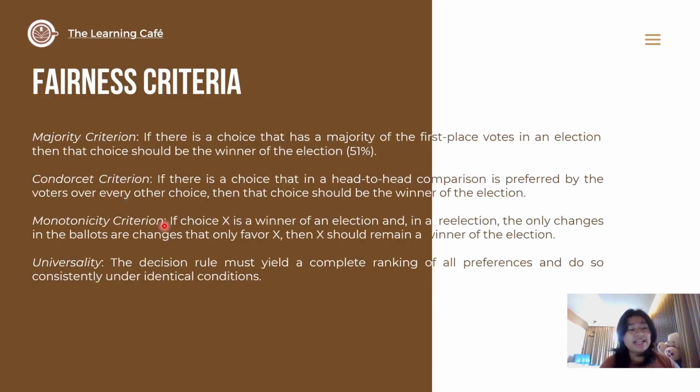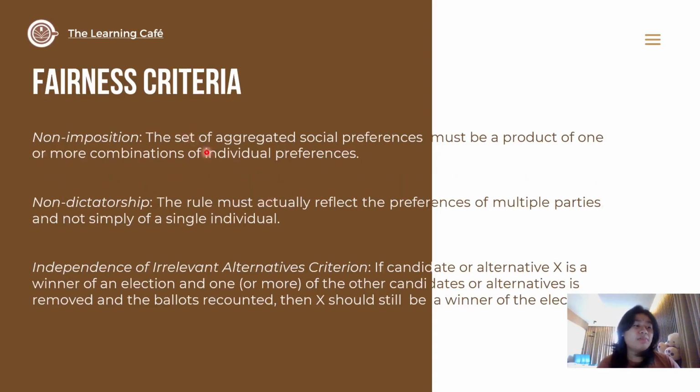Next, universality. The decision rule must deal a complete ranking of all preferences and do so consistently under identical conditions. Next, non-imposition. The aggregated social preferences must be a product of one or more combinations of individual preferences. Next, non-dictatorship. The rule must actually reflect the preferences of multiple parties and not simply a single individual.